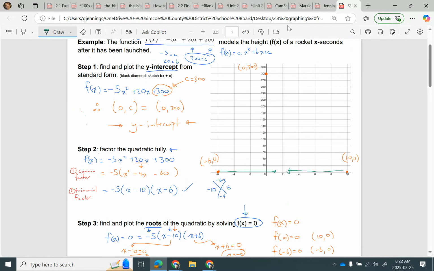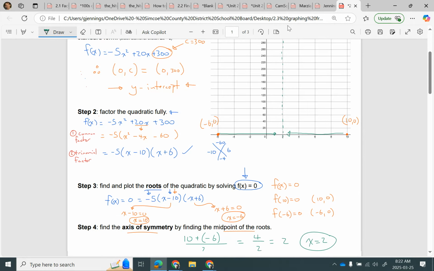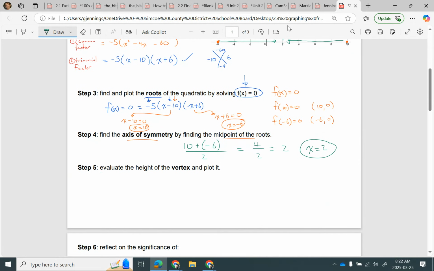All along the line x equals 2, the parabola is symmetrical around that line. You don't necessarily need to sketch this onto your graph, but it is useful to remember. That's where you're going to find the vertex. That's what the parabola is going to be symmetrical around. So now, in order to find the vertex, we're just going to evaluate this parabola at that height.